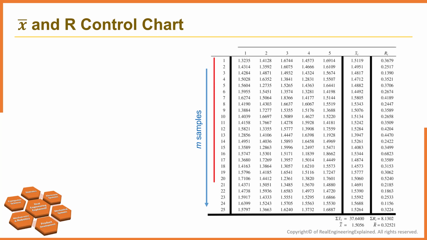Suppose that m samples are available. In this example, 25 samples. And each sample contains n observations on the quality characteristic. In this example, 5 observations for each sample: 1, 2, 3, 4, and 5. Typically, n, the number of observations, is a small number, often 4, 5, or 6.